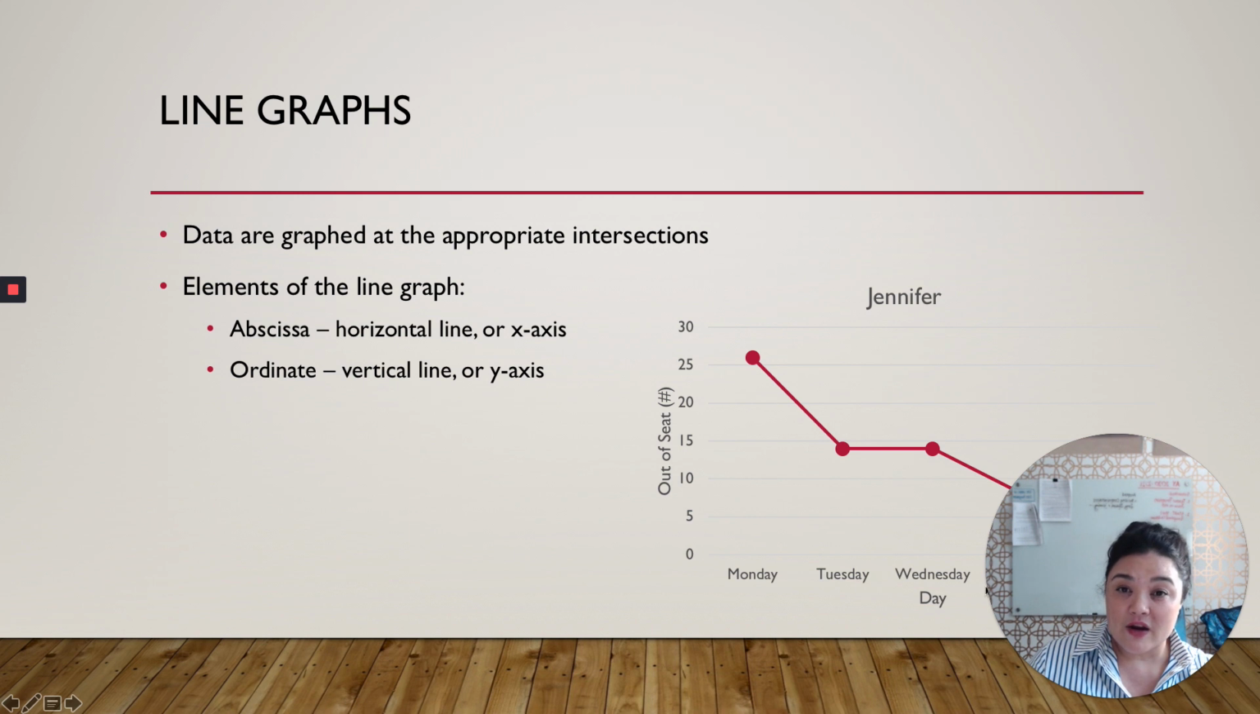The independent variable, or what is held constant, is put on the x-axis. So the data that we do not have control over. We don't have control over what day of the week it is, but we are trying to impact out of seat behavior. So in this example, day of the week or session is our independent variable. Out of seat is our dependent variable that we're trying to change.